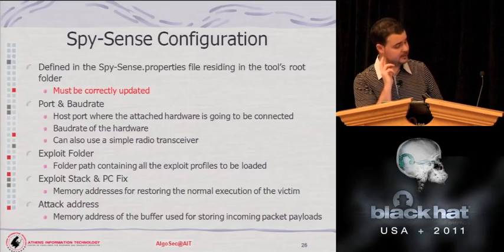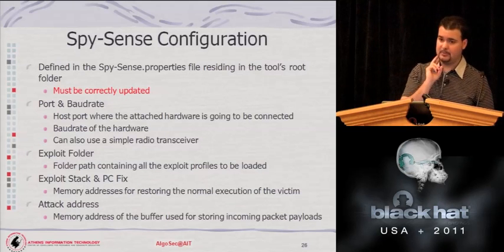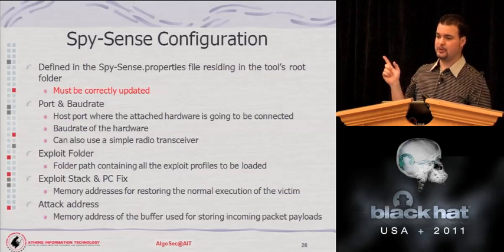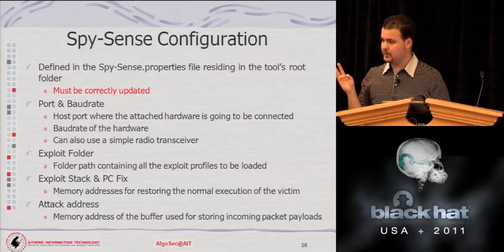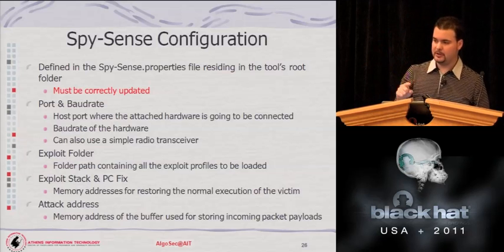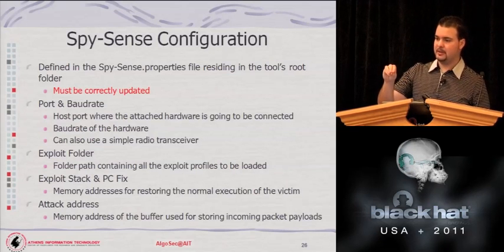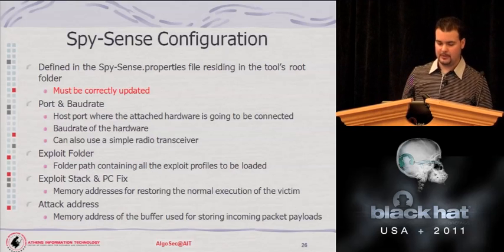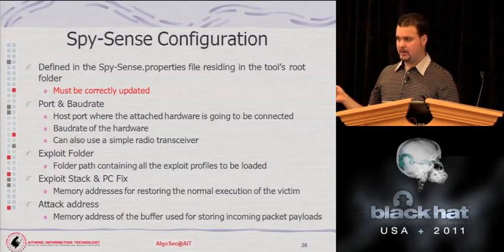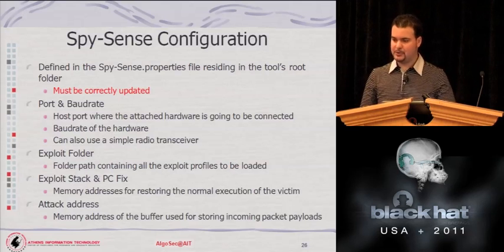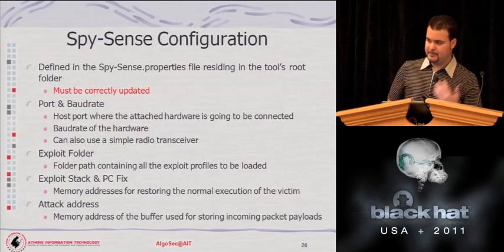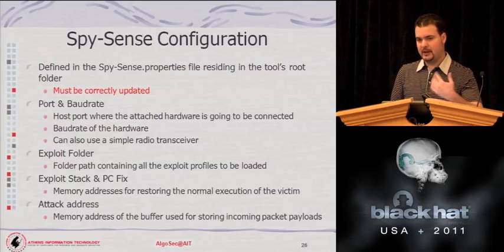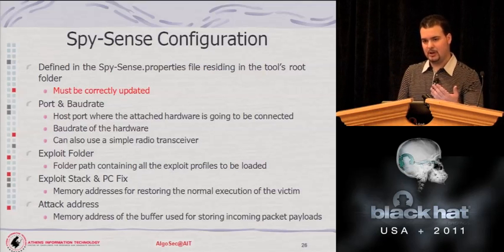Now, this is important. These are the configuration properties that must be given to the tool before you use it. The important thing here is the last three. The exploit folder contains all the shellcode profiles that will be loaded to SpySense and then injected in the network. The exploit stack and program counter fix are the memory addresses used for restoring the normal execution of the victim. The exploit stack actually is when you override the stack and you manipulate the program counter.